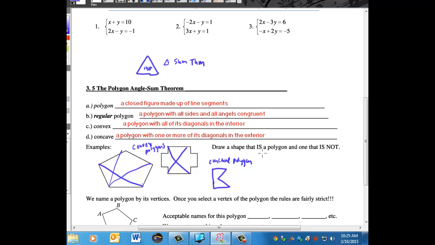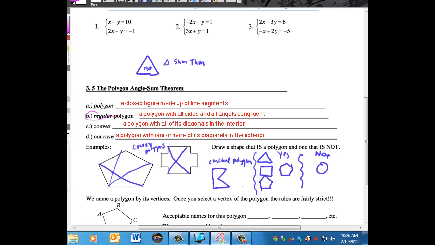Alright, next, to draw a shape that is a polygon, well, there's many polygons. We can draw our triangle, we can draw a square or a rectangle, we can draw a pentagon, 5 sides, we can draw a hexagon. And so these would be ones that are polygons. So we'll say yes, and then ones that are not. That would be our circle, okay? Because a polygon has to be a closed figure made of line segments. And so there are no line segments formed here on a circle. These are line segments.